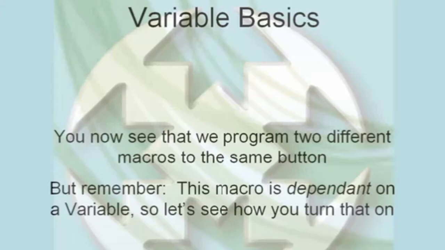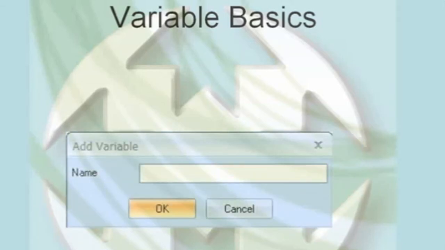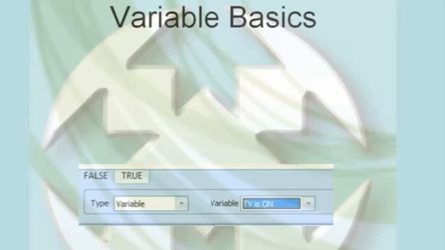Now obviously this gives us 2 macro windows that we can program. But before we do, I should remind you the macros are dependent upon a variable, and you need to put that in to make everything work. Notice the red circle? It shows a box labeled variable, and it's empty. When I click it down, it shows the only option I have is to create a new variable. When you select the new variable option, it gives us a new box to fill out labeled add variable. I'm going to type in TV is on and then select OK. Now our Watch DVD macro is dependent upon a variable called TV is on.